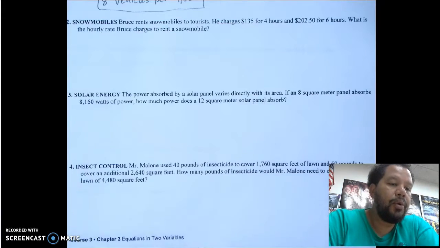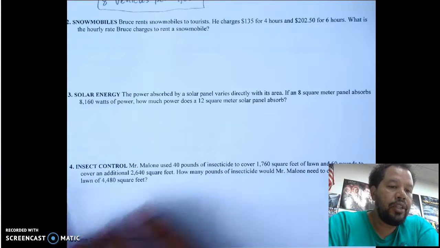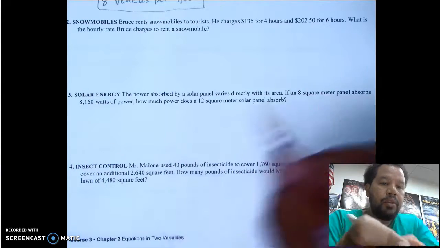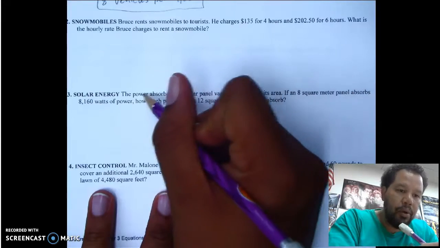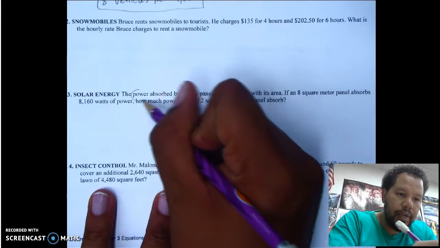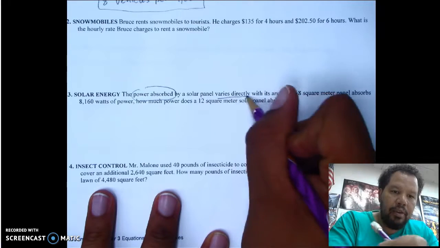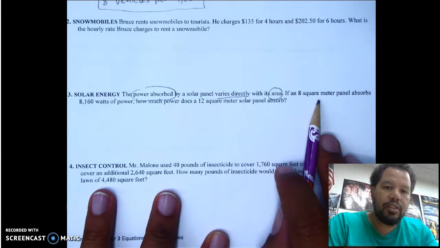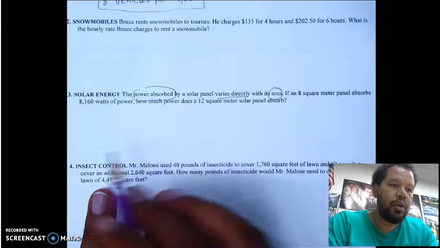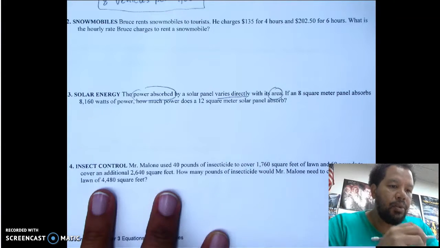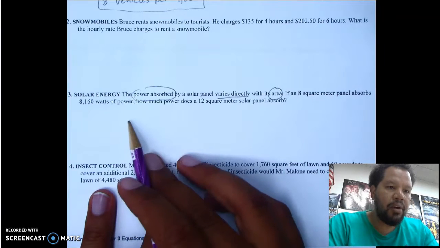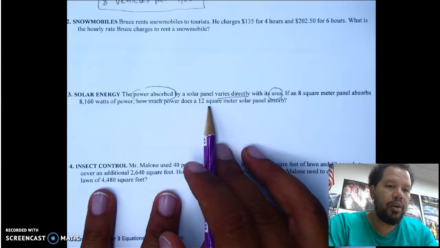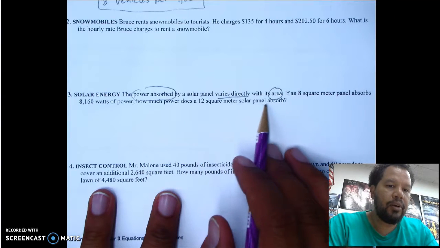Okay, here I'm going to do number 3. Number 3, solar energy. The power absorbed by a solar panel varies directly with its area. If an 8 square meter panel absorbs 8,160 watts of power, how much power does a 12 square meter solar panel absorb?